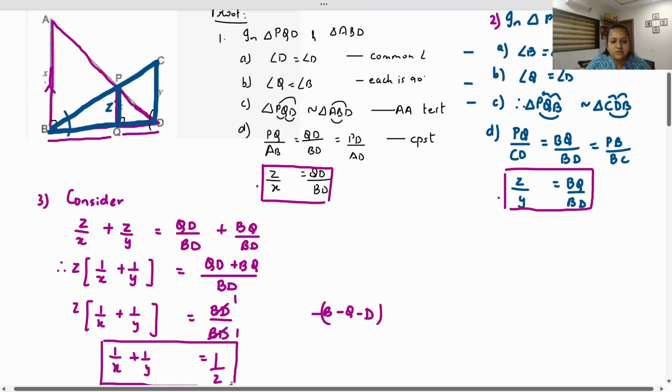So we are going to make use of similarity. Prove the two triangles similar. And in the third step, we add the relations and we get the result. I hope you have understood this question.